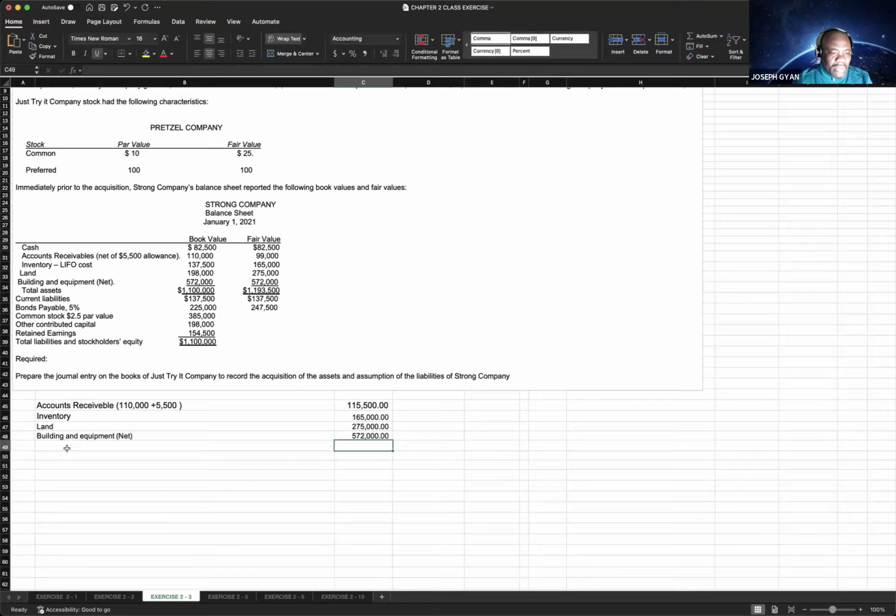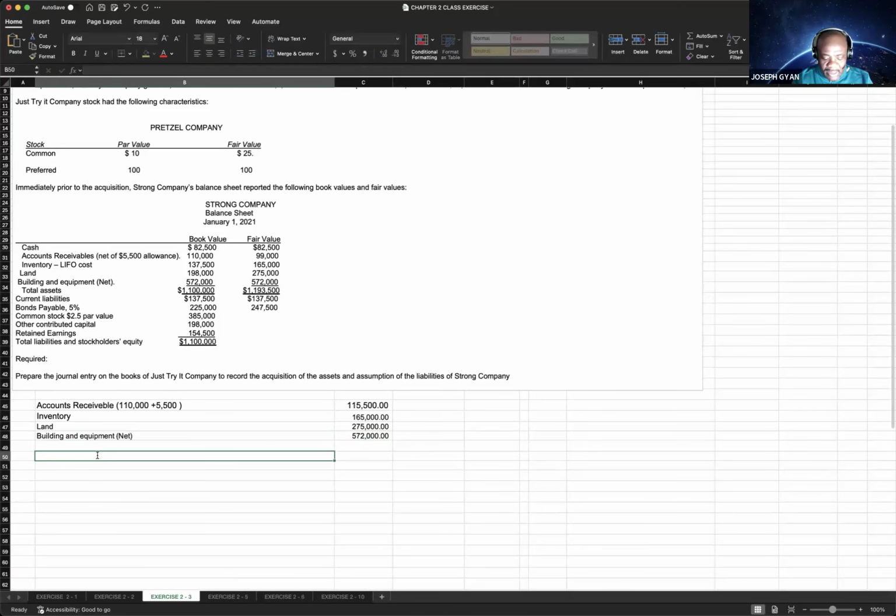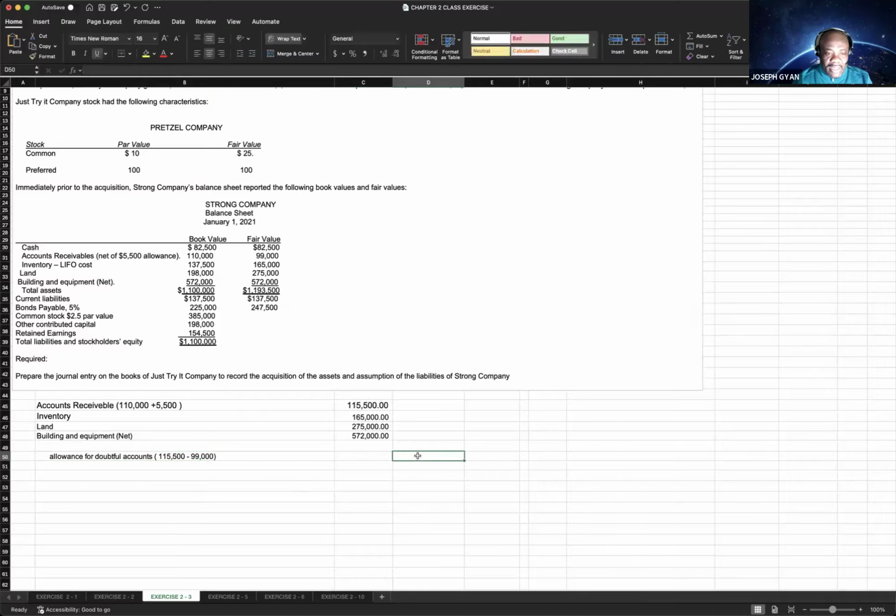Then we have the liabilities. So we are going to create the allowance for doubtful accounts, which is equal to 115,500 of the receivable, less the market value of the receivable, which is 99,000 here. So how much is the allowance here? Is it 16,500?